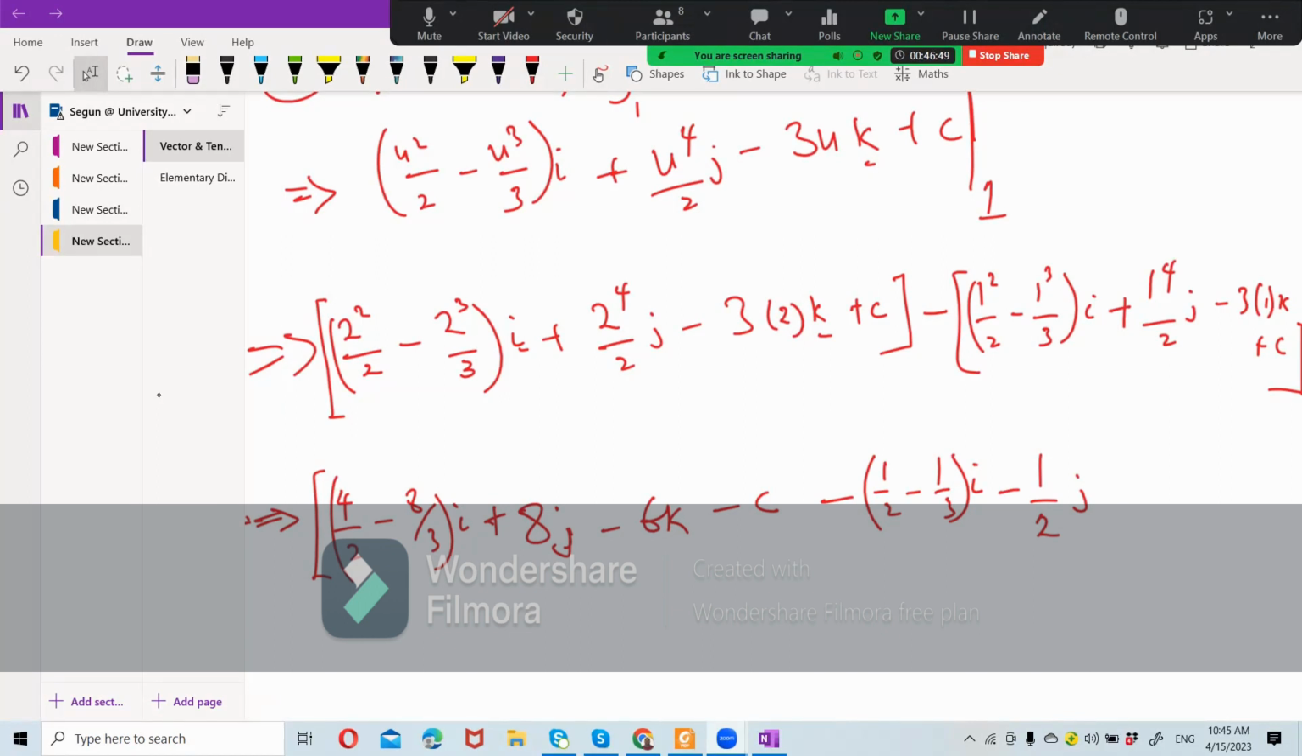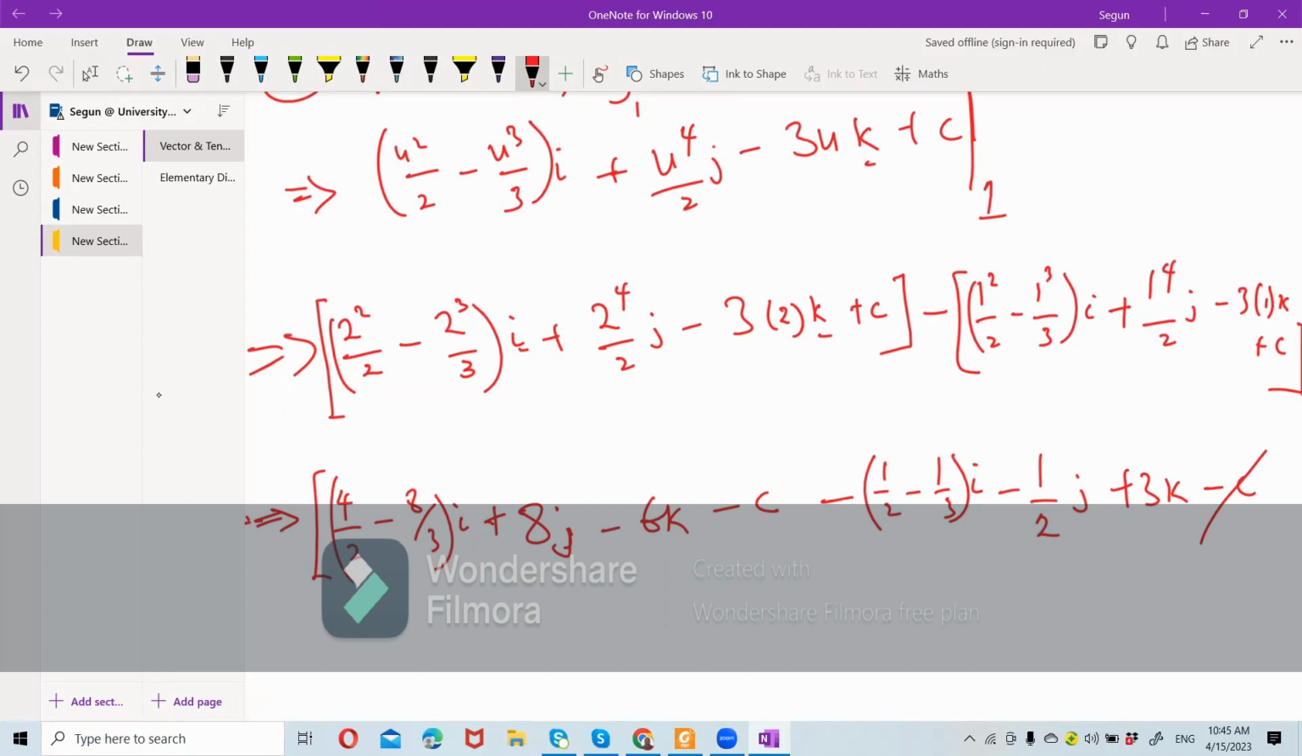Remember, you have minus here. It turns to positive 3k minus c. So you can see minus will cancel. This is positive, we cancel. But you cannot proceed.